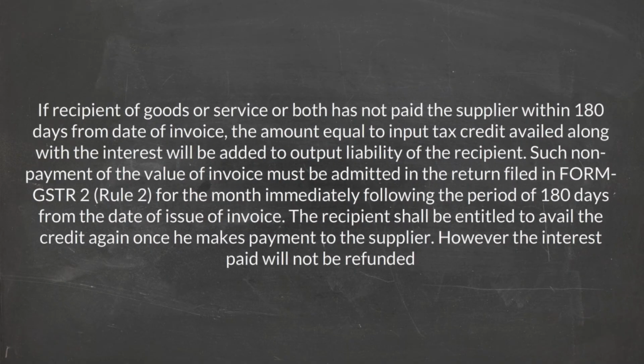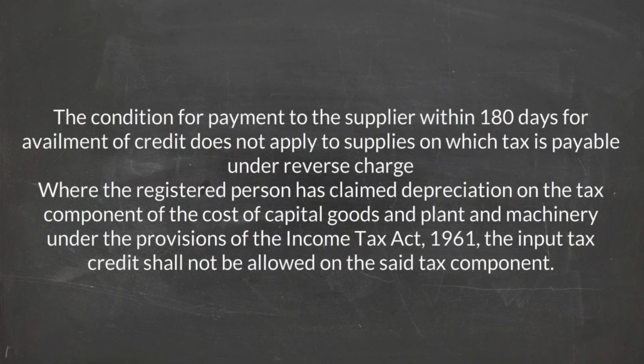If the recipient of goods or service or both has not paid the supplier within 180 days from the date of invoice, the amount equal to input tax credit availed, along with the interest, will be added to the output liability of the recipient. Such non-payment of the value of the invoice must be admitted in the return filed in Form GSTR2, Rule 2, for the month immediately following the period of 180 days from the date of issue of invoice. The recipient shall be entitled to avail the credit again once he makes payment to the supplier. However, the interest paid will not be refunded.